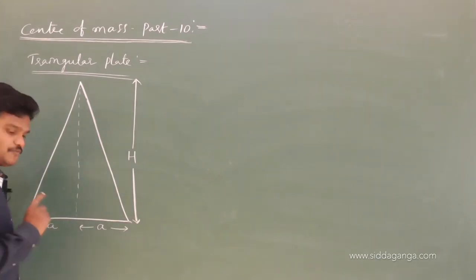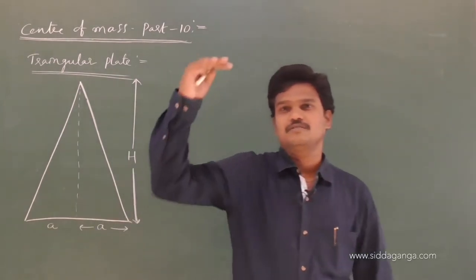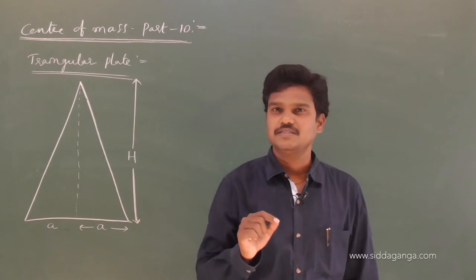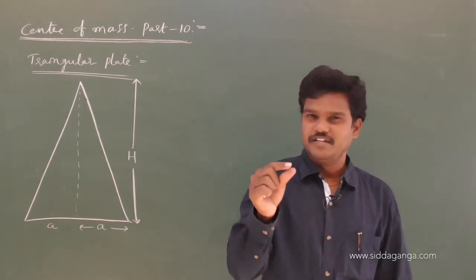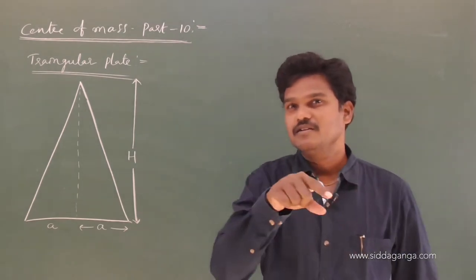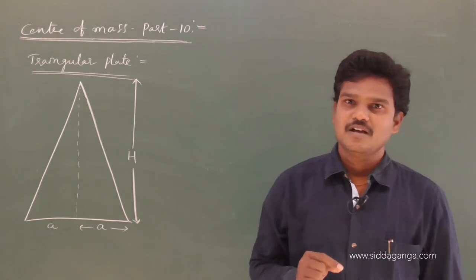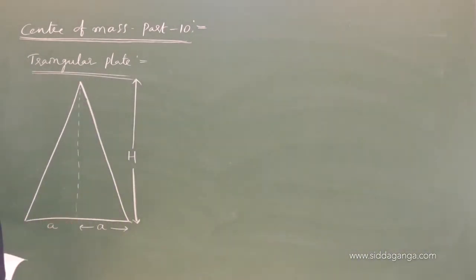So follow the same method as for the solid cone. For a solid cone, at a distance of some y, we took a small element whose mass is dm, thickness is dr or dy, and it looks like a circular disc. And again we applied integration. For this also, we can write like this.